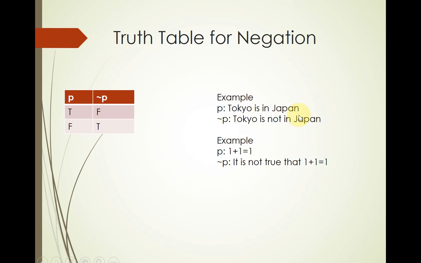For example, if Tokyo is in Japan is P, then not P is Tokyo is not in Japan, or it is false that Tokyo is in Japan. Another example: 1 plus 1 equals 1 is P, then not P is it is not true that 1 plus 1 equals 1. You can see that if P is true, then not P is false, and if P is false, then not P is true. For example, here P is true, not P is false. Here P is false, not P is true.